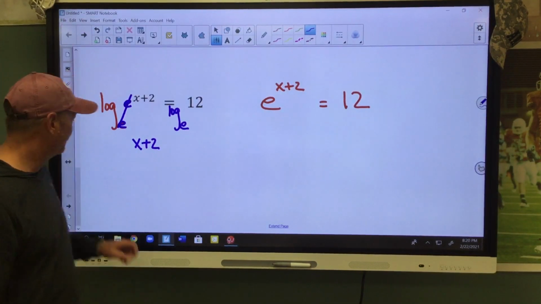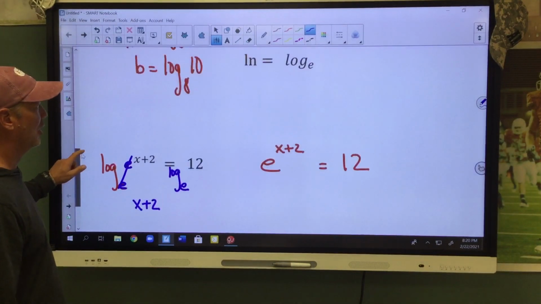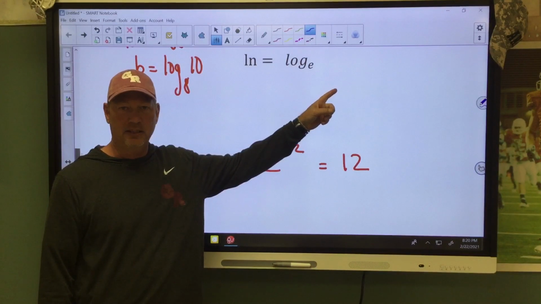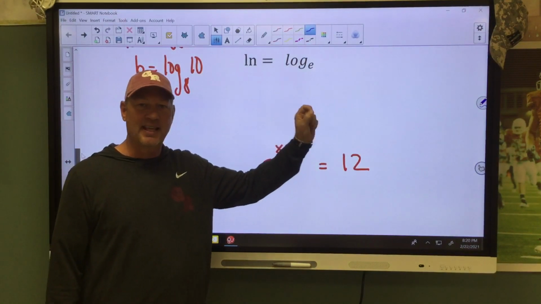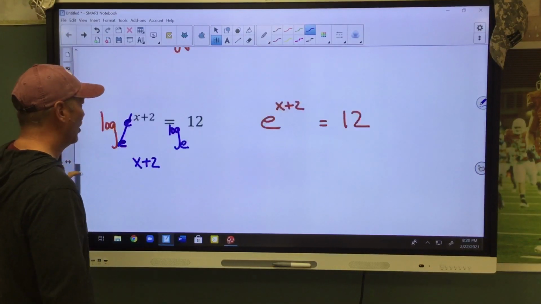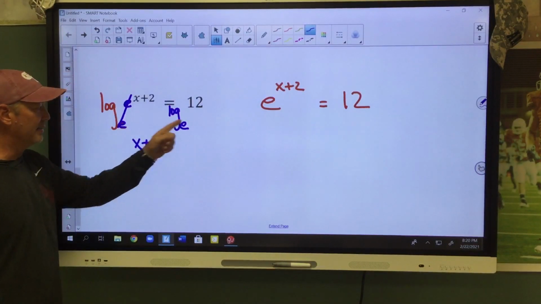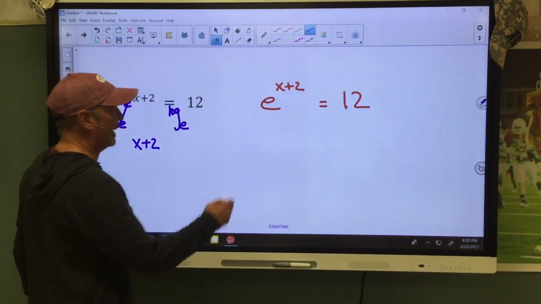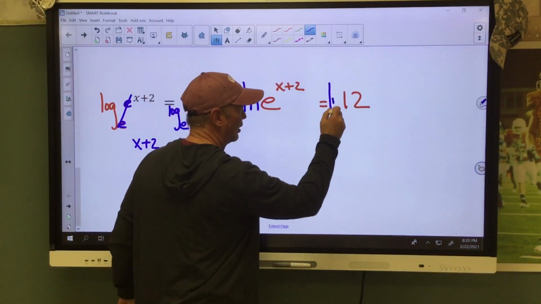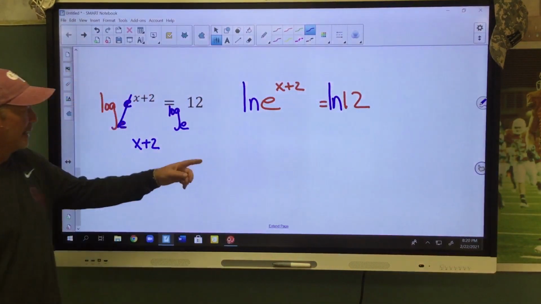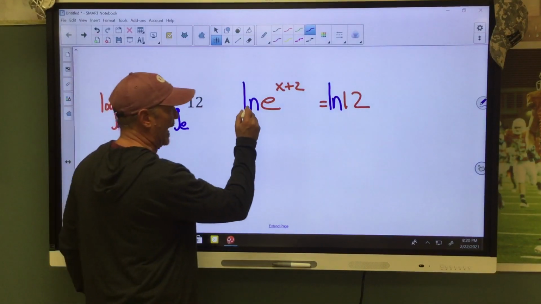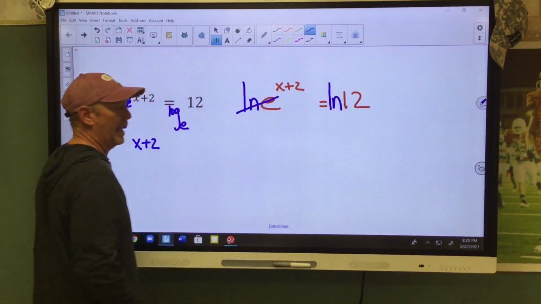But what did we say? No one writes log base e. What do they write instead? They write ln for natural log. So there, we're not going to take the log base e to both sides. We're going to take the natural log to both sides. When you take the natural log, that's the same thing as log base e. This will cancel. This will cancel.